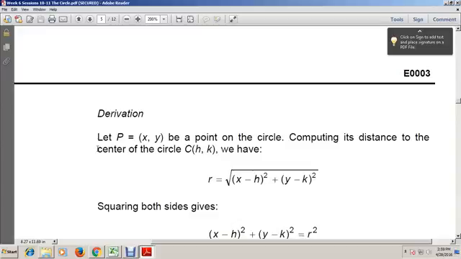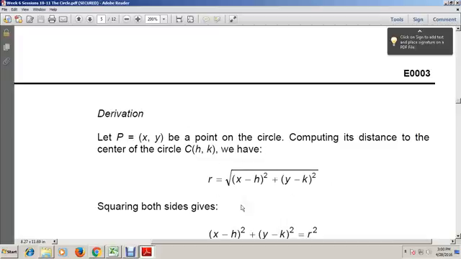Okay, so if we're going to specify a point P which has the coordinates x, y to be a point on the circle, in order for us to compute the radius of the circle, we simply get the distance between the point P with the given coordinates x, y and the center of the circle with the coordinates h, k. We have already presented in one of the video lectures the distance formula, the form of computing for the distance between 2 points.